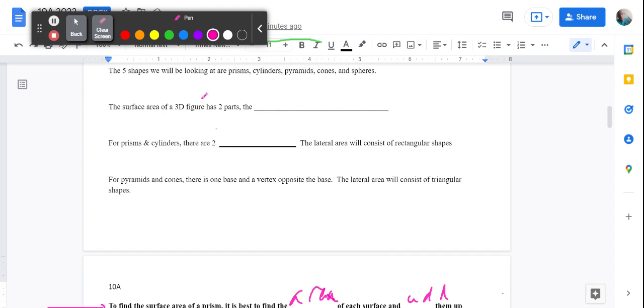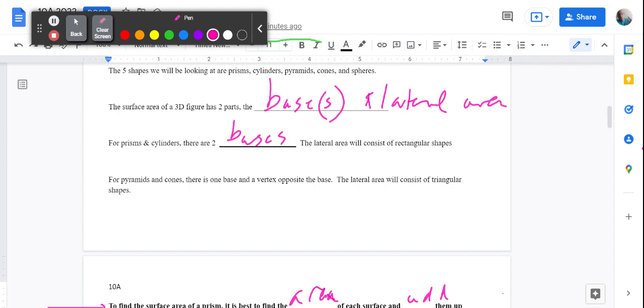With that out of the way, the surface area of a 3D figure has 2 parts. There's the base or the bases, and the lateral area. The lateral area is just all the area that is between the 2 bases. So if we have a prism or a cylinder, there's 2 bases. The lateral area will consist of rectangular shapes.